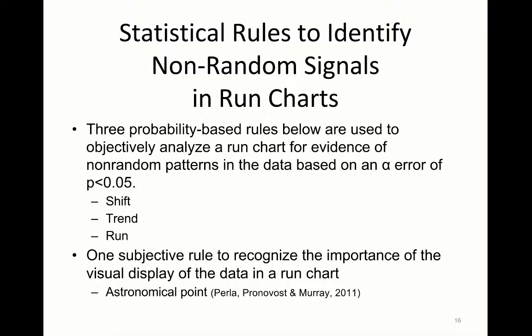In the previous slide, we have discussed the existence of improvements based on the visual display. There are, however, statistical rules that support the interpretation of run charts in a more objective manner. There are 3 objective rules that identify non-random patterns, with an alpha error of p less than 0.05: the shift, the trend, and the run. There is an additional subjective rule that is included to recognize the importance of the visual display of the data in a run chart, the astronomical point. The effective detection of expected delta or change in planned quality improvement projects requires the use of tried and true statistical measurements. These 4 measurements will be addressed on the next slide.